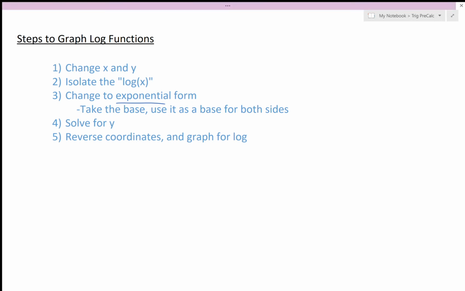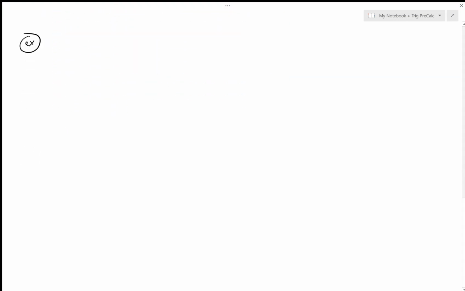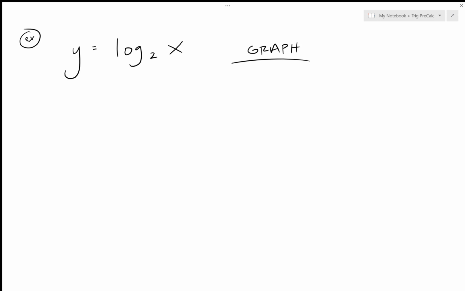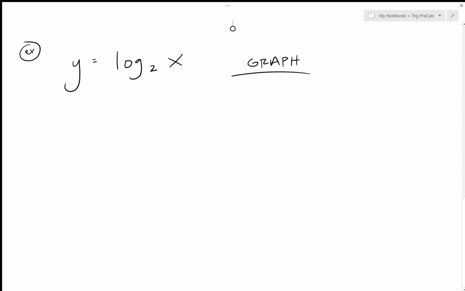So our first example here is y equals log base 2 of x, and they're going to tell us to graph this. Okay, so it's a log. We really don't know how to graph it just yet. The y is isolated, so some of the early steps are already done for us. What we want to do first is write this as an exponential. It's in log form, we want to write it in exponential form.